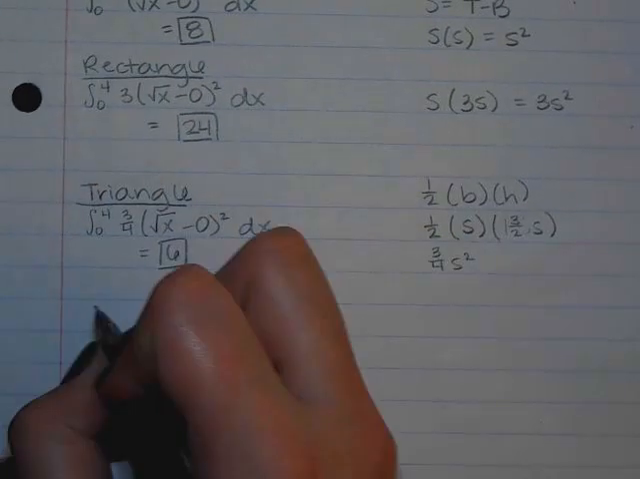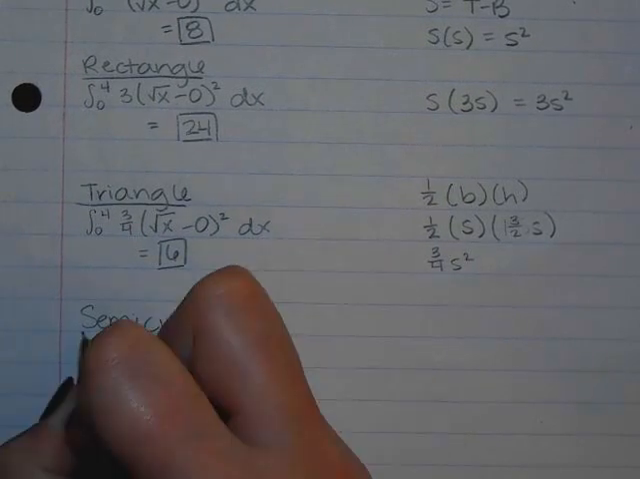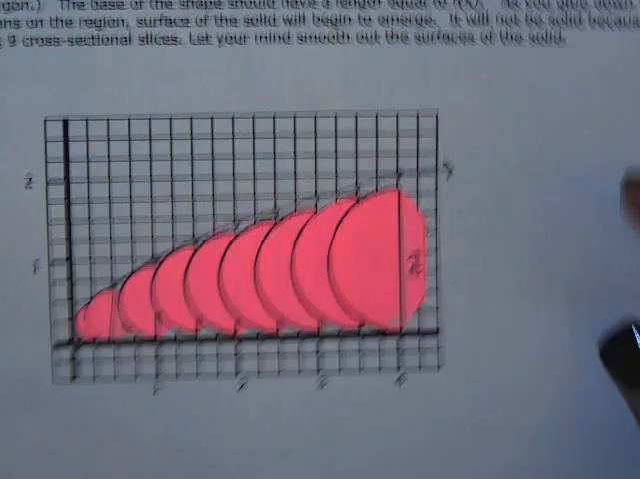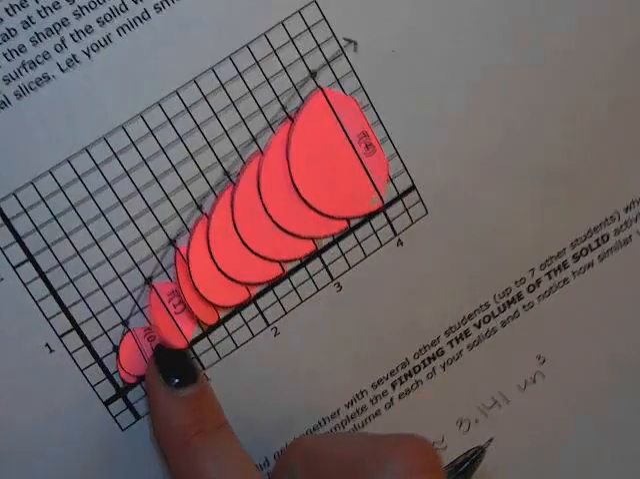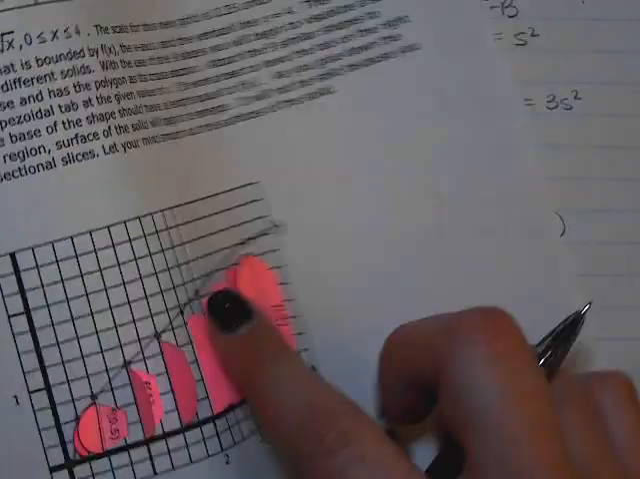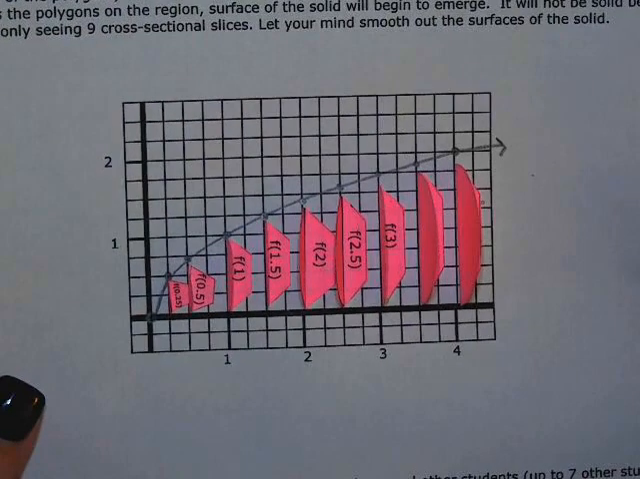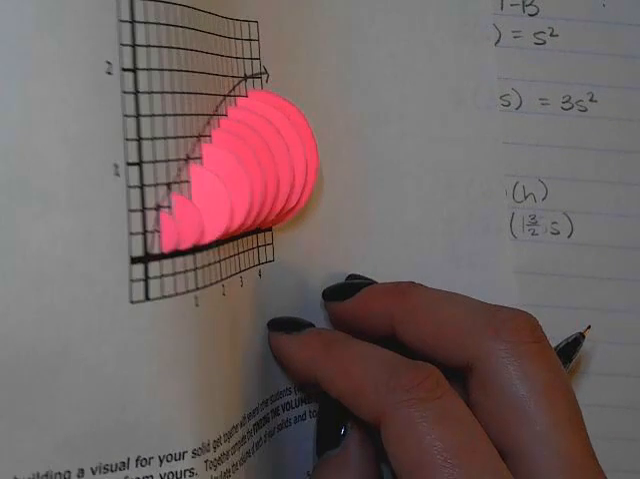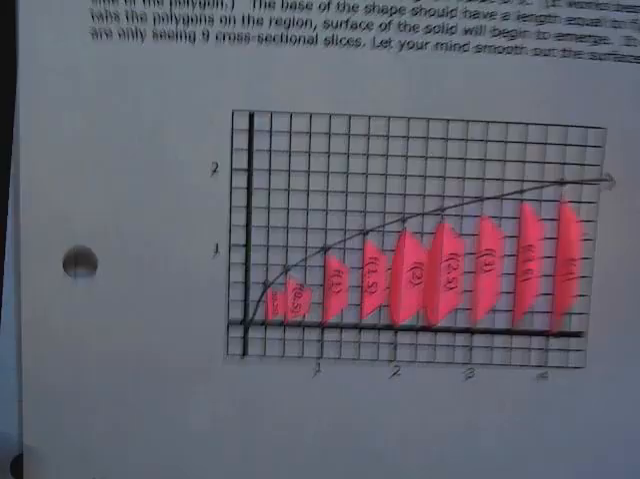All right, next we're going to go ahead and do a semicircle. So here's my semicircle. Sorry, these were in my binder, so they're flat. Okay. So semicircle is a half circle. Again, we're making all those slices. We can see there's my 3D shape right there that I'm creating. And I'm going to find the volume of.